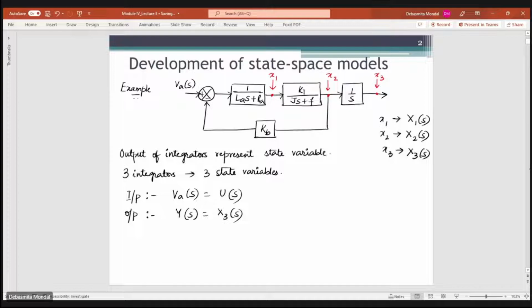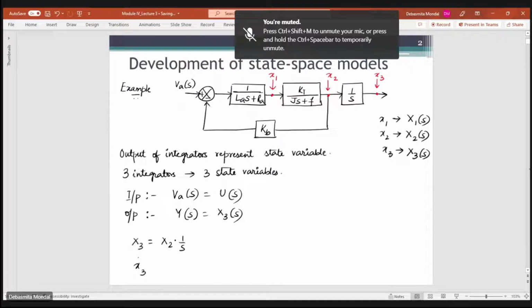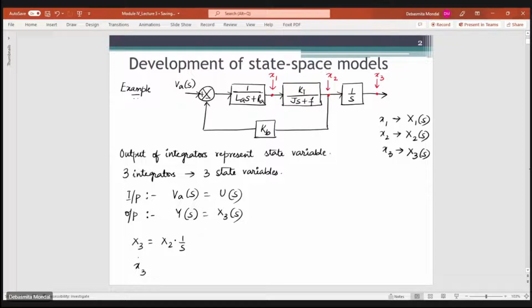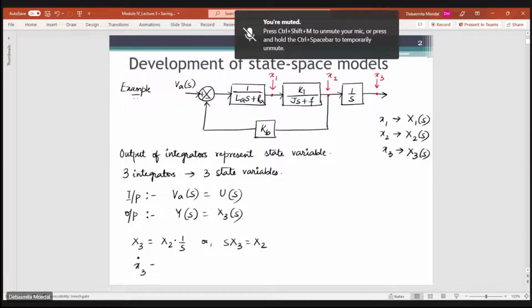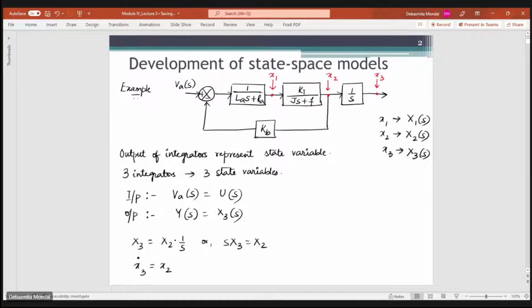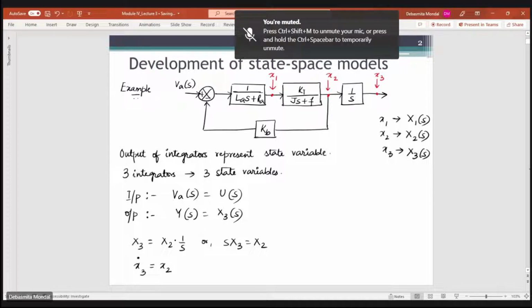So first of all, if you see from the right, you can say that x3 will be equal to x2 into 1 by s. And if you take the Laplace inverse of this, in time domain you can write that s into x3 is equal to x2. So this is nothing but x3 dot, so x3 dot will be equal to x2. So this is one equation that you have. Similarly, you write the equation for this one.